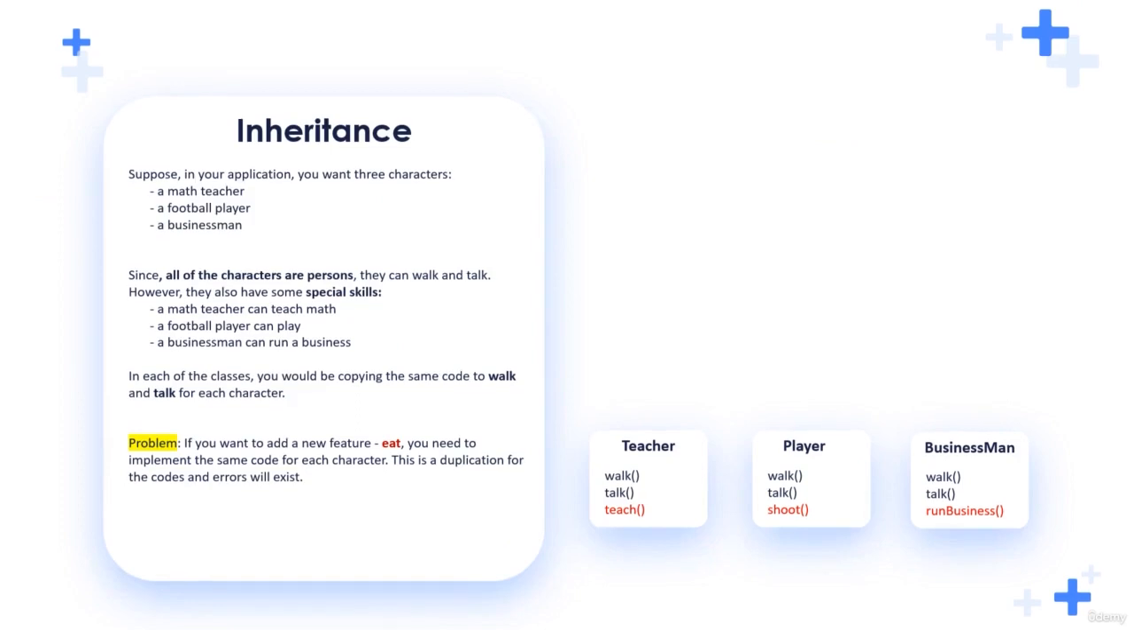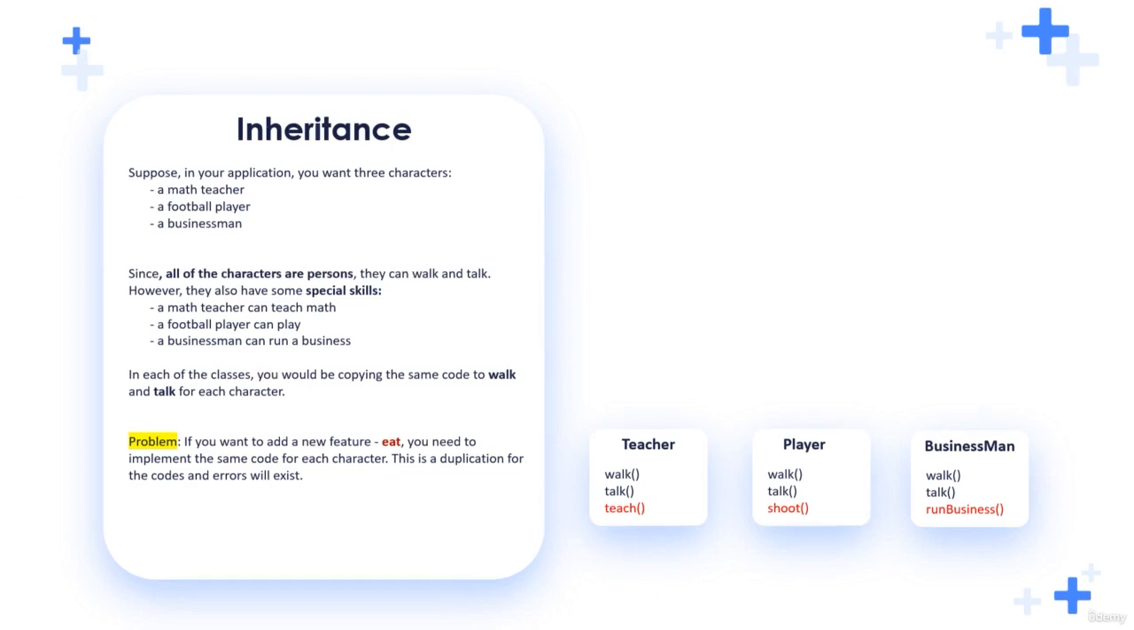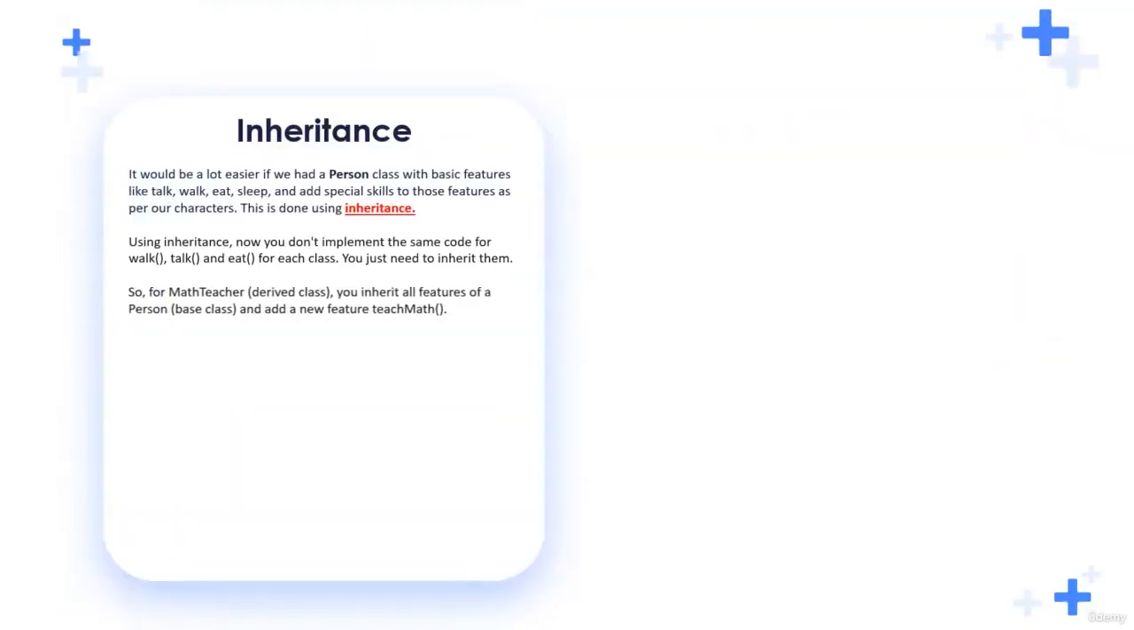Before inheritance, if we look back to the classes, we see that the teacher class has the 3 functions: the walk, talk, and teach. The player class has 3 functions: walk, talk, shoot. And the businessman class: walk, talk, and run a business. You see, guys, I am duplicating the same function: walk, talk, for player, teacher, and businessman. So if we add the eat feature, I need to duplicate the code for the teacher, player, and businessman and add it to these 3 classes. Okay? Using inheritance, now you don't implement the same code for walk, talk, and eat for each classes. You just need to inherit them.